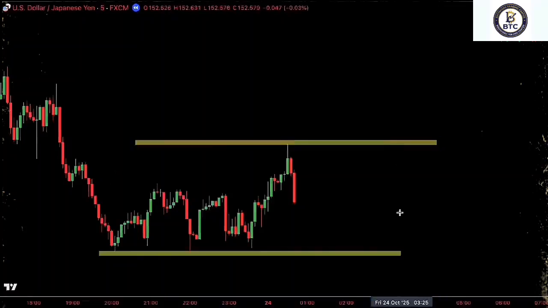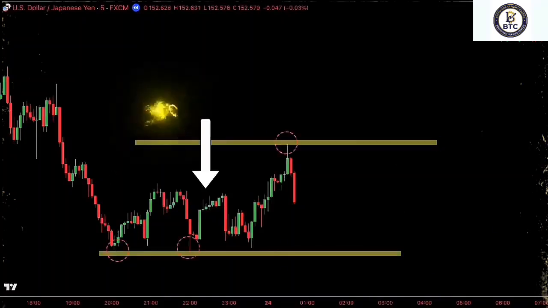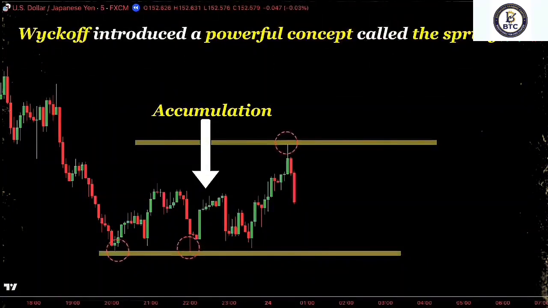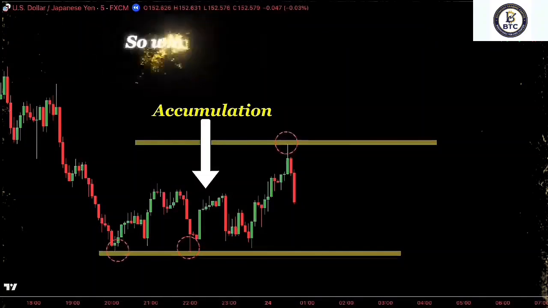Look at this chart example. As you can see, the market was trending down and then entered a range. This is a clear accumulation phase. So how can you predict the end of this accumulation phase? Wyckoff introduced a powerful concept called the spring. So what is a spring?